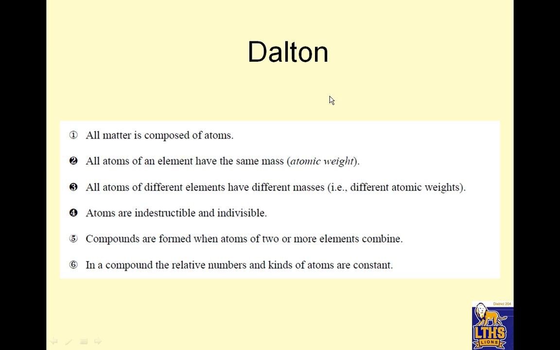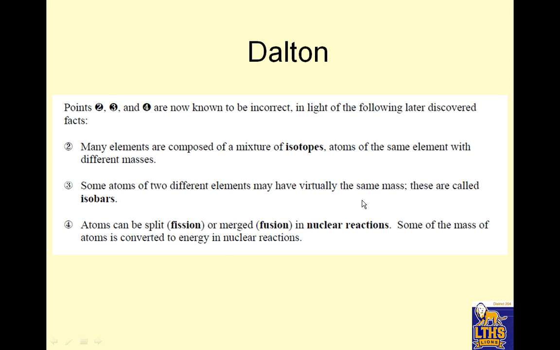Okay, so again, here are some of Dalton's postulates, main ideas. These ones are still true. All matter is composed of atoms. Compounds form when two or more atoms chemically combine, and the relative number and kinds of atoms are constant in a compound. That means that H2O is water's chemical formula, and it's never H2O4 or HO for water. It's always H2O. Relative number and kinds of atoms are constant. These three ideas were true for his time because it's all the evidence they had. But these all had to be modified based on what we know now.